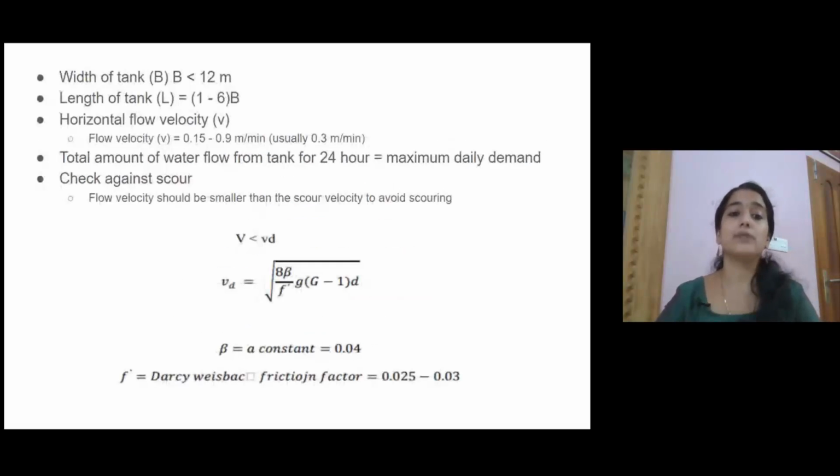Then the width of the tank. The width of the tank should be less than 12 meters, and the length of the tank will be 1 to 6 times that of the width.